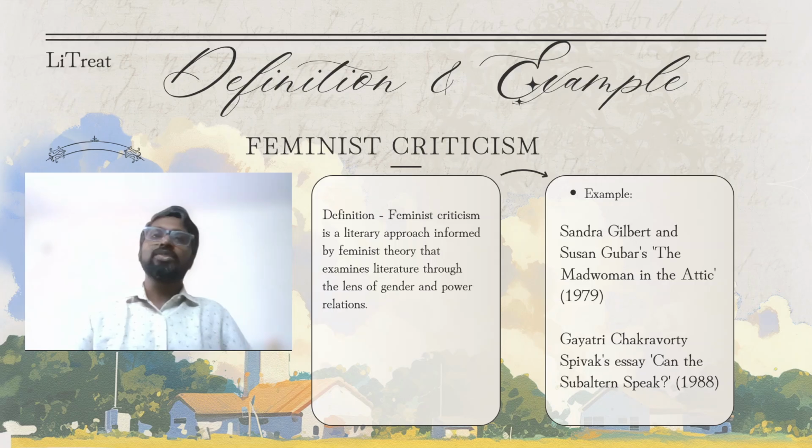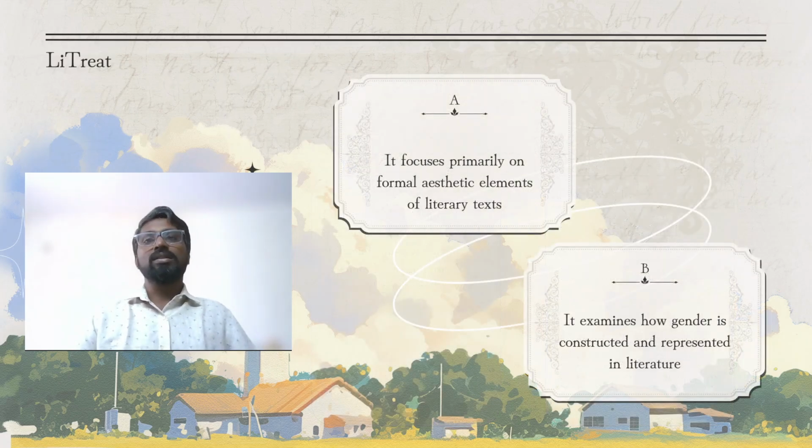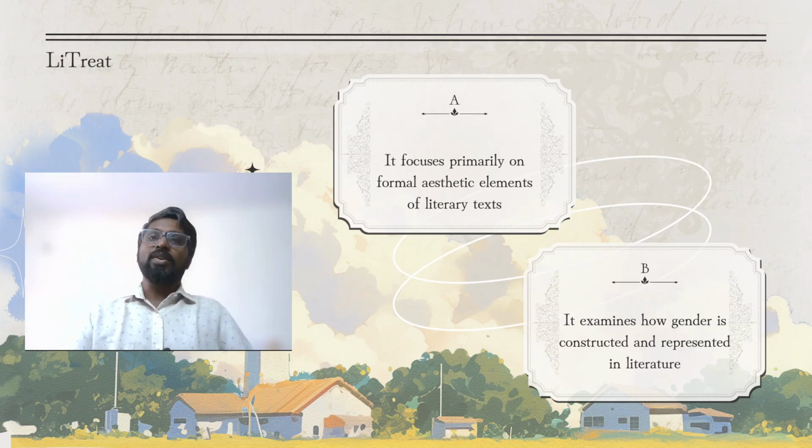Now, let's test your understanding with a quick quiz. Which statement accurately reflects feminist criticism? A. It focuses primarily on formal aesthetic elements of literary texts. B. It examines how gender is constructed and represented in literature. Take a moment to think about it. You can pause the video if you want. And the answer is B.